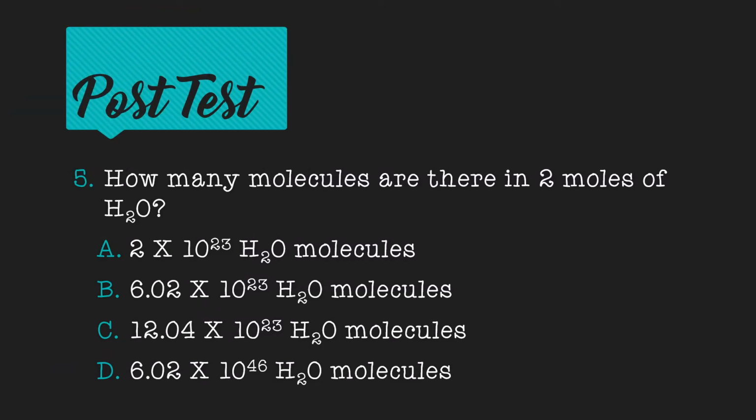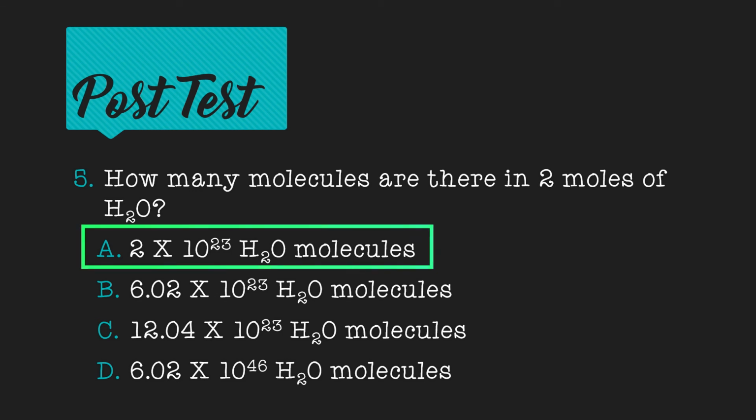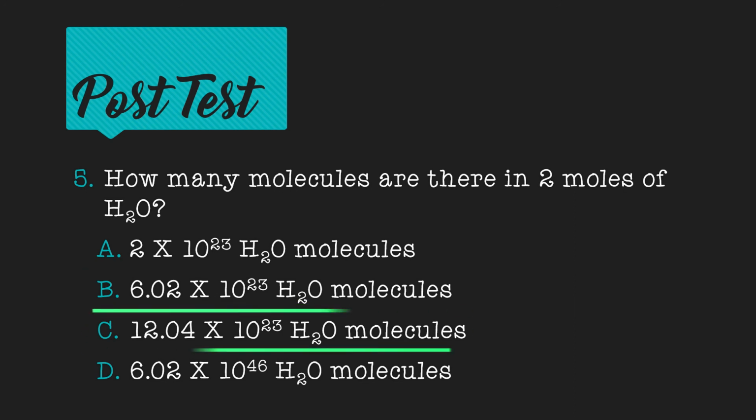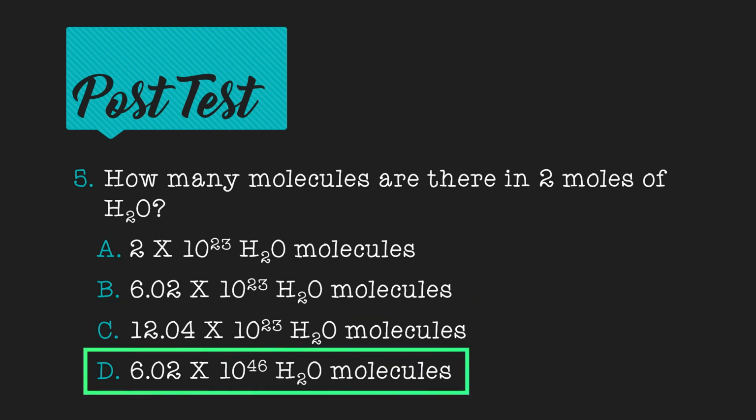Number 5. How many molecules are there in 2 moles of water? Letter A. 2 times 10 raised to 23 water molecules. Letter B. 6.02 times 10 raised to 23 water molecules. Letter C. 12.04 times 10 raised to 23 water molecules. Letter D. 6.02 times 10 raised to 46 water molecules.